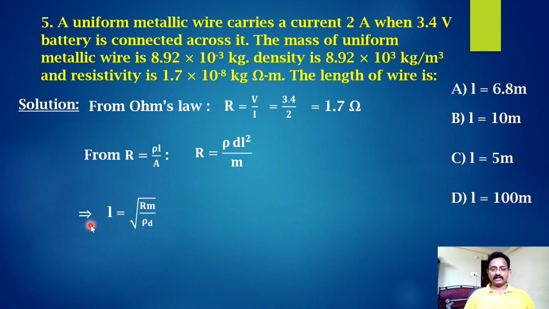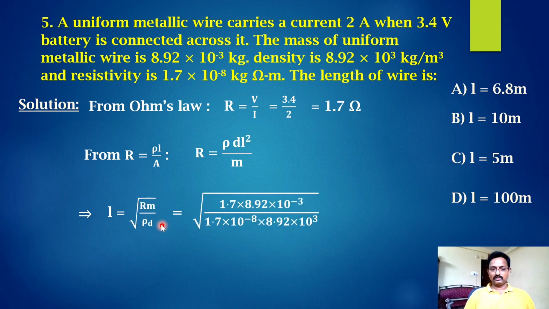see, from the above equation we can write L is equal to root over Rm by rho into density. That is equal to, if you substitute all the terms, in the place of R 1.7, in the place of mass 8.92 into 10 power minus 3, in the place of rho, that is resistivity, 1.7 into 10 power minus 8, in the place of density 8.92 into 10 power 3, then we will get root over 10 square. So root over 10 square means that is equal to 10 meter. So we got the length of the wire is 10 meter. So from the given options, option B is the answer, my dear.